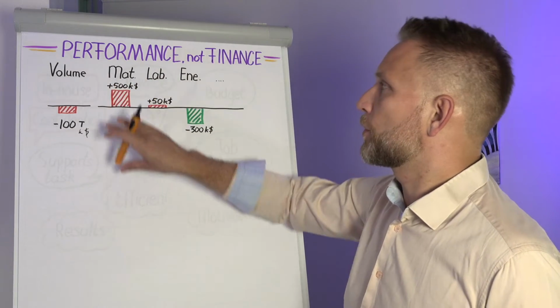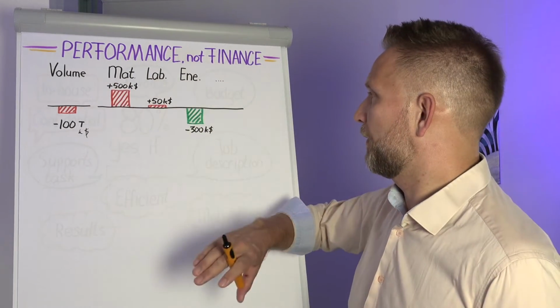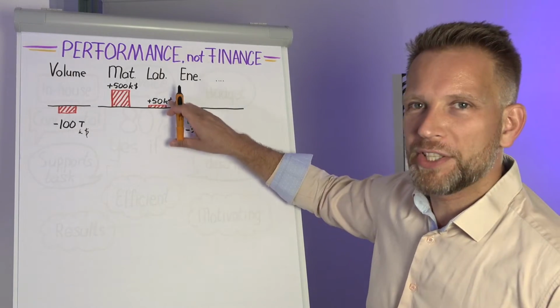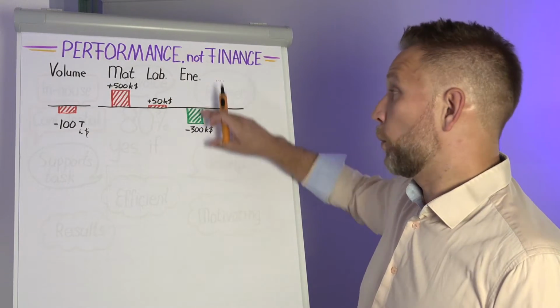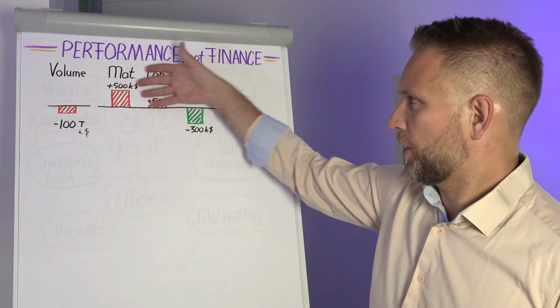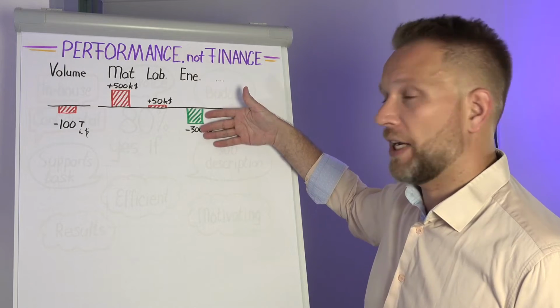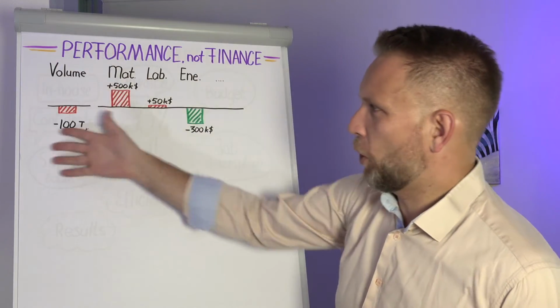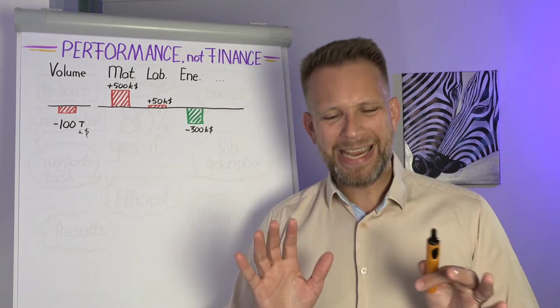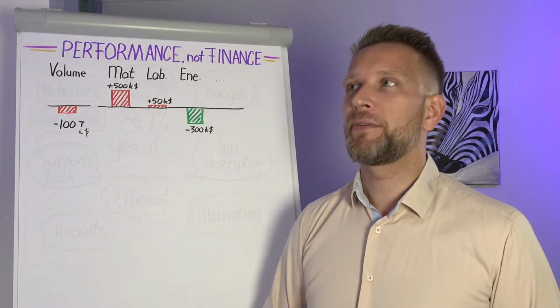So on materials, we overspent by 500,000. On labor, we overspent by 50,000. So we almost reached the budget, basically, right? On energy, we underspent by 300,000. Very nice. So you see these costs are red when they're higher. These costs are green when they're lower. The positive side, in this case, the volume, is red, one lower. And this is a pretty good thing to do on a monthly basis.